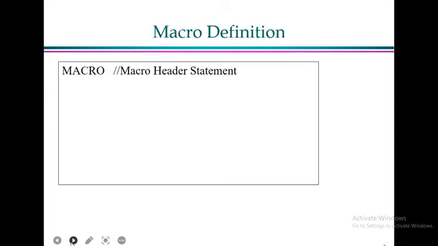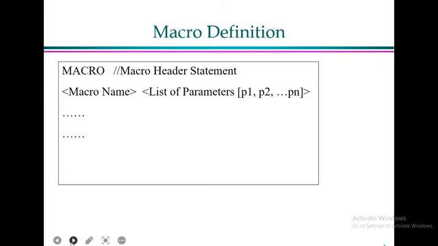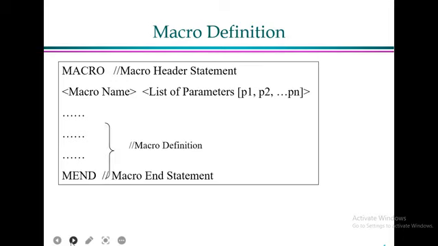So what is the definition? First, the syntax. The keyword MACRO is there, which is used as the macro header statement. After that the name of the macro is there, a list of parameters is given, then the macro definition is there, and at last END, which shows the macro end statement. This is the syntax of a macro. This is a macro definition.